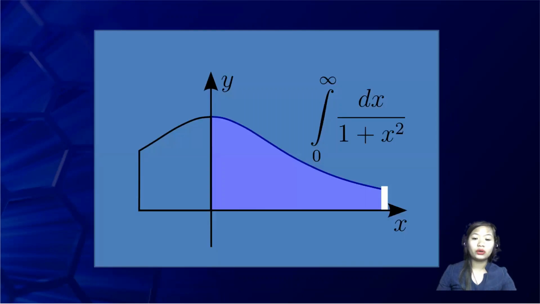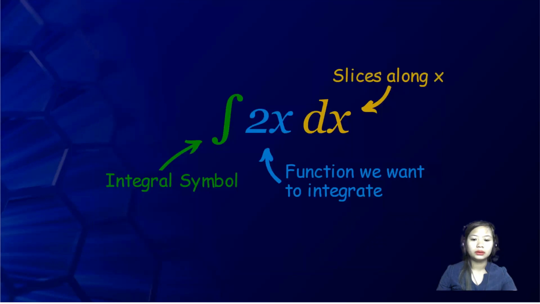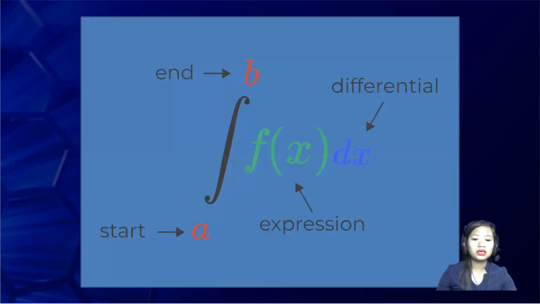And this is the diagram or illustration for us to know more about integration. As you can see, this symbol is for the integral, f of x is the function we want to integrate, and dx is the slices along x. And this is the illustration for the definite integral having the lower and upper boundary, also called the starting and ending boundary or points. The f of x is the expression, and dx is the differential.